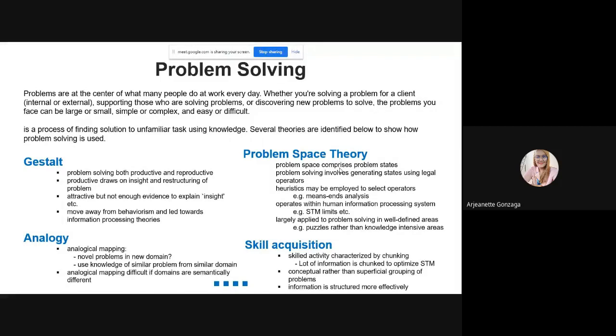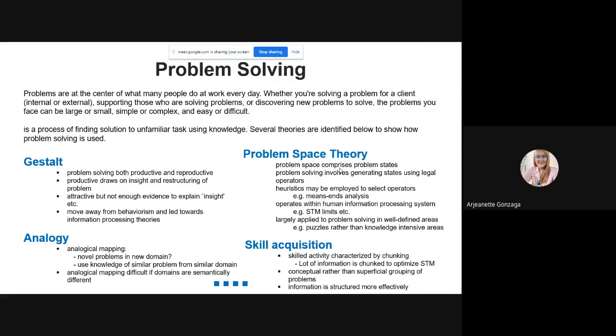And we have the problem space theory. In problem space theory, the problem space comprises problem states. Problem solving involves generating states using legal operators. Heuristics may be employed to select operators, for example, means-ends analysis. It operates within the human information processing system, or the STM limits, and is largely applied to problem solving in well-defined areas, for example puzzles, rather than knowledge-intensive areas.